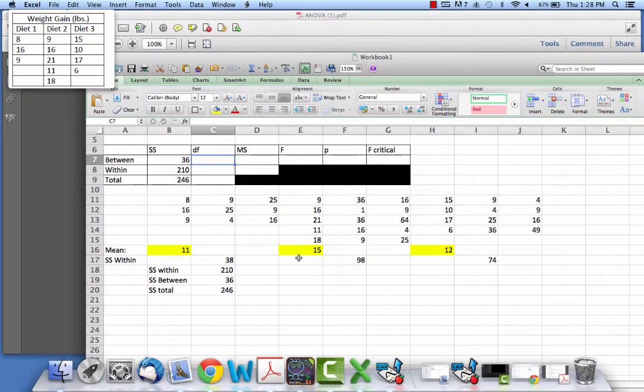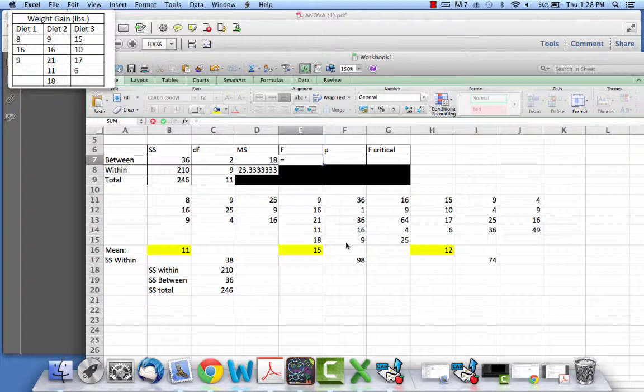Okay, so degrees of freedom between, we have 3 groups, so that's 2. Degrees of freedom total, we had 12 total, so that's 11, which means this one's 9. Okay, so over here, these have, of course, the summing relationship. These have a dividing relationship. So that's going to be 36 divided by 2, and that's going to be 210 divided by 9.